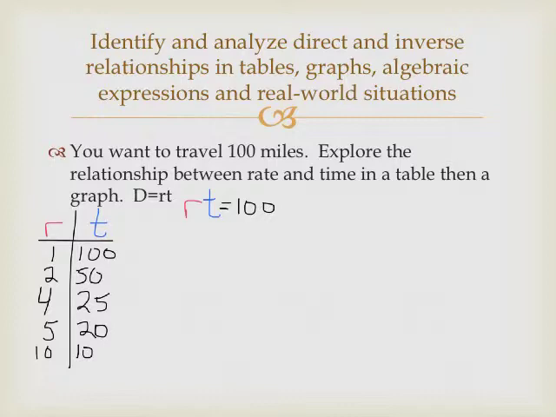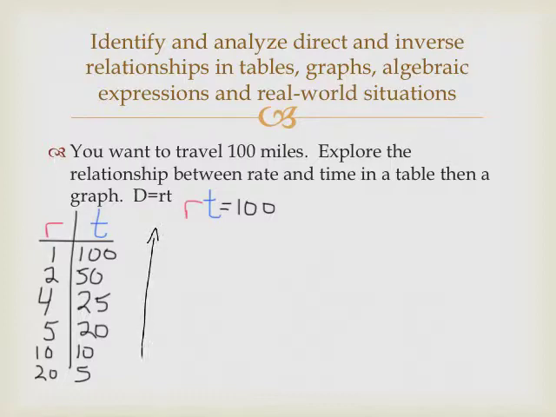And then they'll kind of switch back. So I had 5 and 20, now I'm going to have 20 and 5. And I'm running out of space, but you can imagine that now since this 5 and 20 is now 20 and 5, that then I would have 25 and 4, 50 and 2, and 100 and 1, meaning if I went 100 miles an hour, it would only take me 1 hour.